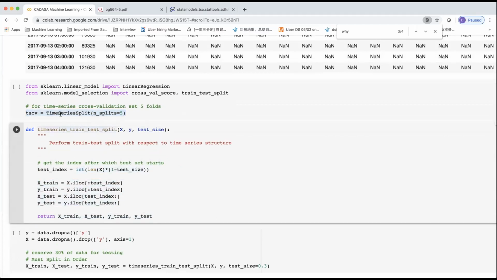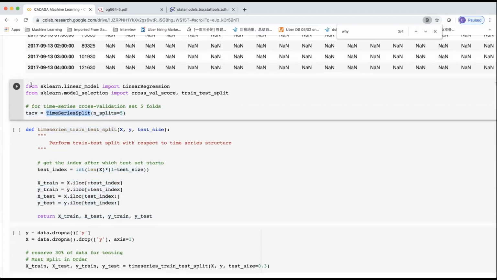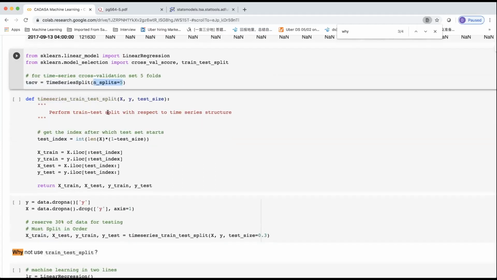Don't use the train test split. Use this function: from sklearn.model_selection, you have to import TimeSeriesSplit. Don't use those two. You tell it, I just want 5 splits, 5 folds here.